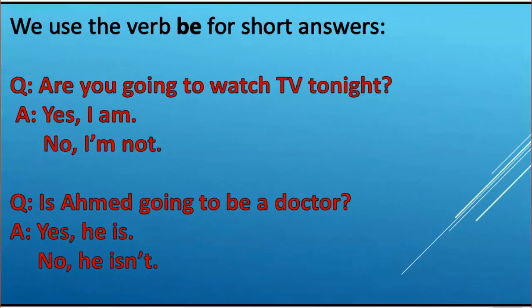We use verb to be for short answers like these examples. If I am asking a yes/no question, we can say, are you going to watch TV tonight? The answer is yes, I am, or no, I'm not. Are you going to play football tomorrow? You can say yes, I am, or no, I'm not. Is Ahmed going to be a doctor? You can say yes, he is, or in the negative form, no, he isn't.